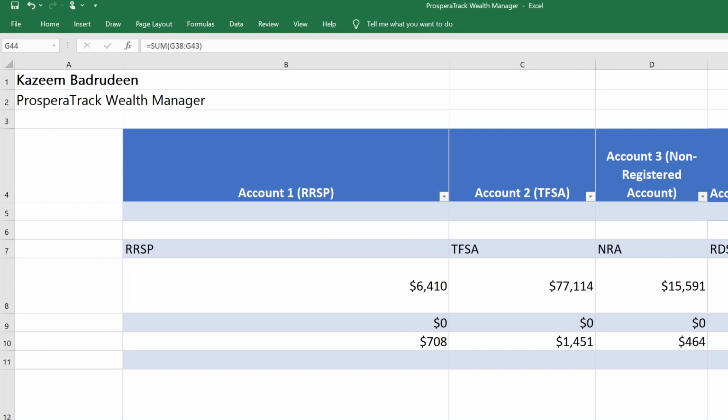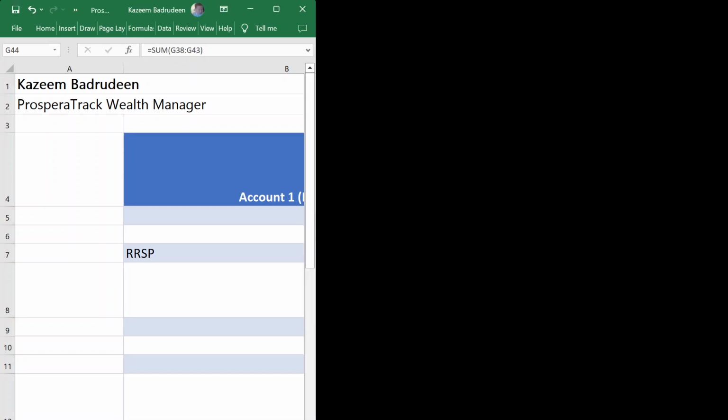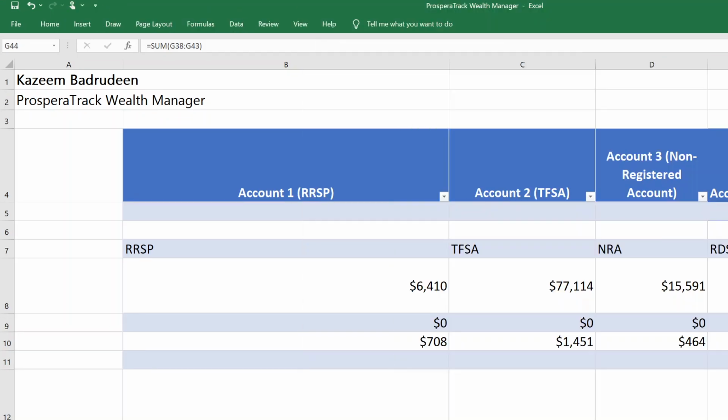As you can see, in the first column, I have an account called RRSP, right? So that is currently the total value of that account.